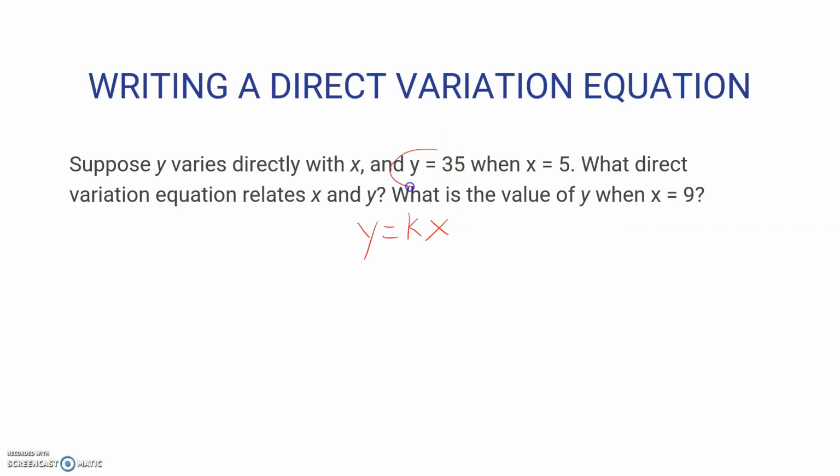In this case, we know what y is. It's 35. We don't know k yet. We're going to figure that out here in just a second. But we do know what x is. It's 5.